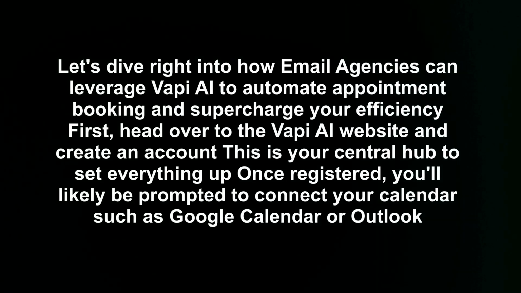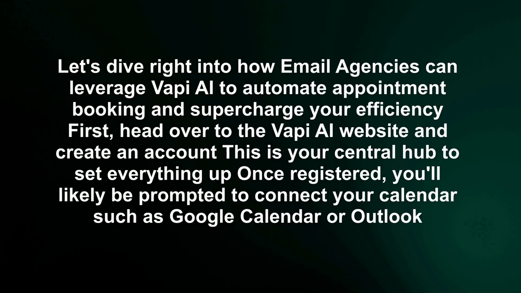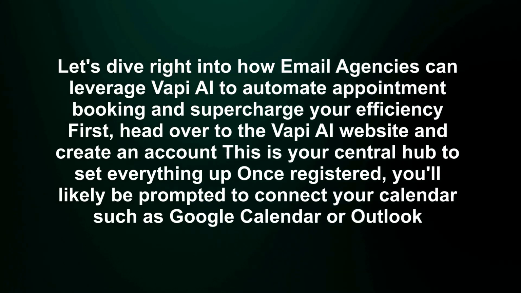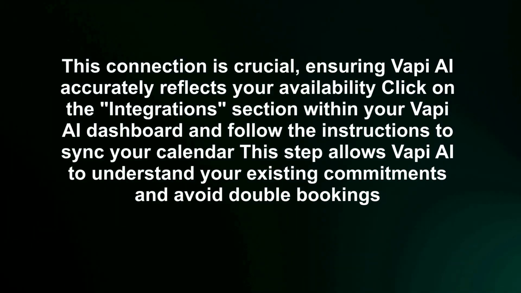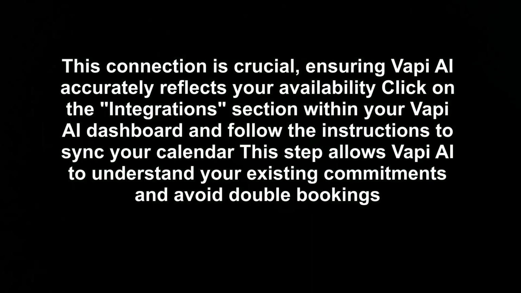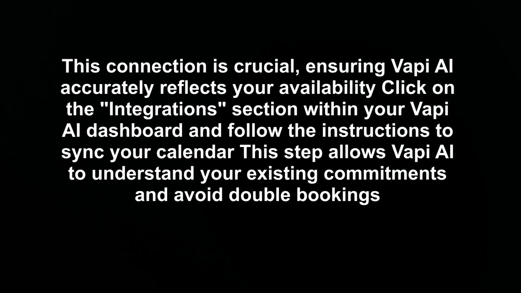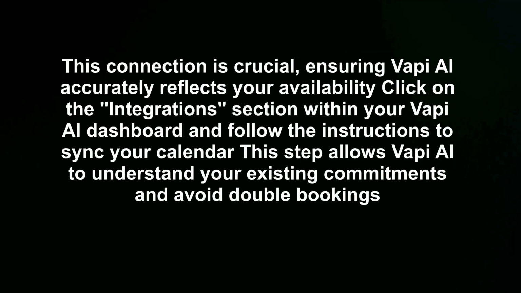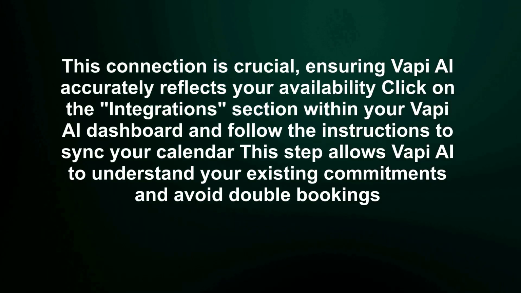This is your central hub to set everything up. Once registered, you'll likely be prompted to connect your calendar, such as Google Calendar or Outlook. This connection is crucial, ensuring Vapi AI accurately reflects your availability. Click on the Integrations section within your Vapi AI dashboard and follow the instructions to sync your calendar. This step allows Vapi AI to understand your existing commitments and avoid double bookings.